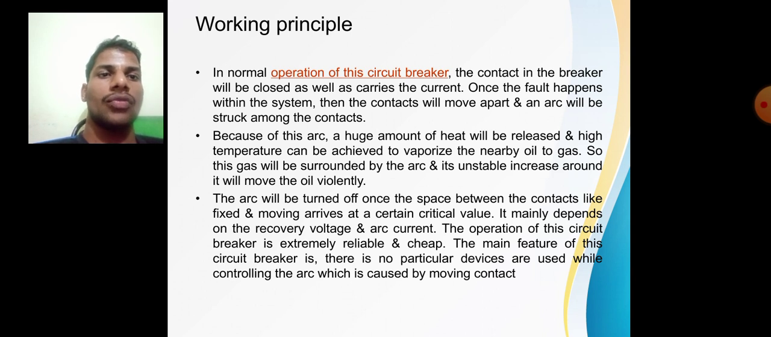So this gas will surround the arc, and it will be unstable and expand around it, moving the oil. The arc will be turned off when the space between the fixed and moving contacts reaches a certain critical value. It may depend upon the recovery voltage and arc current. The operation of this circuit breaker is extremely reliable and cheap. The main feature is that no particular device is used while controlling the arc caused by the moving contact.